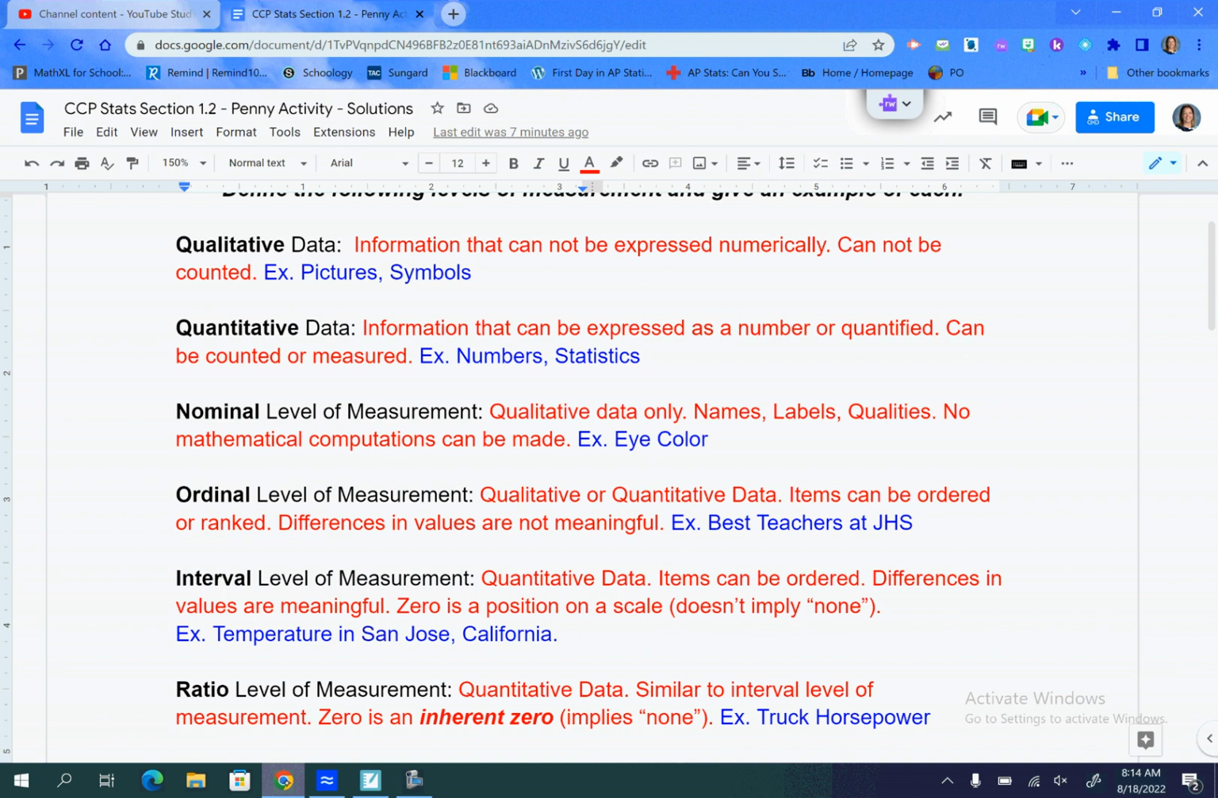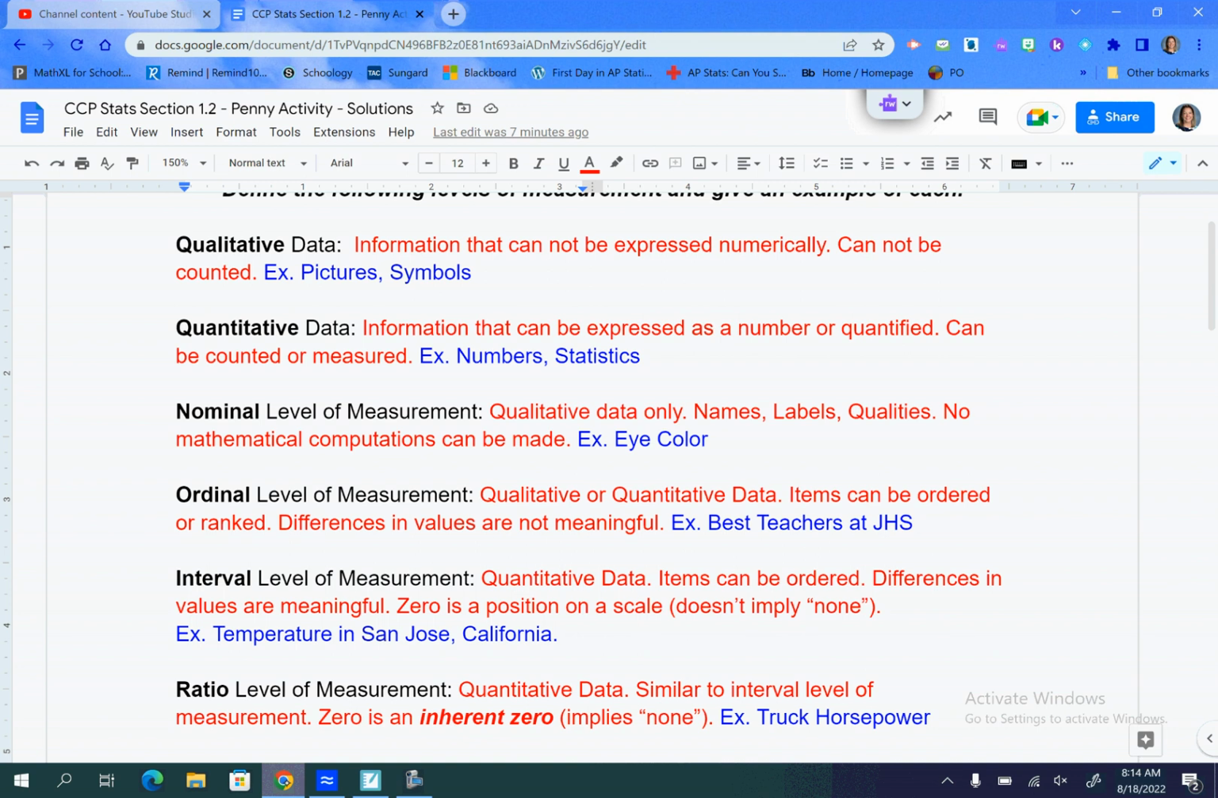Quantitative data can be expressed as a number or quantified. It can be counted or measured. I feel like that word measure really helps me out a lot if I'm not sure if it's qualitative or quantitative. I ask myself, can I measure it? If you can measure it, it's quantitative data, okay? So numbers, statistics.